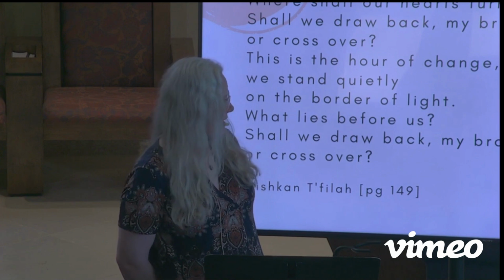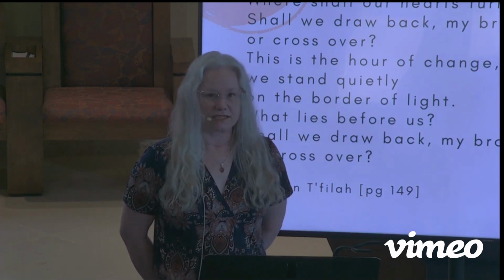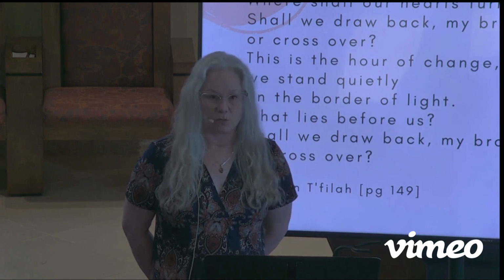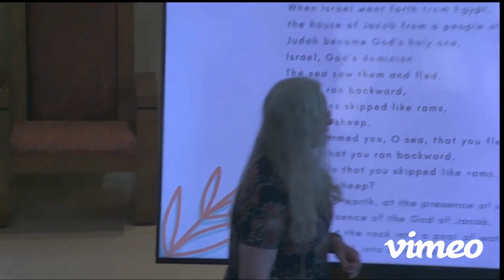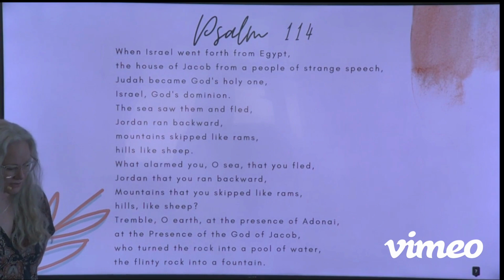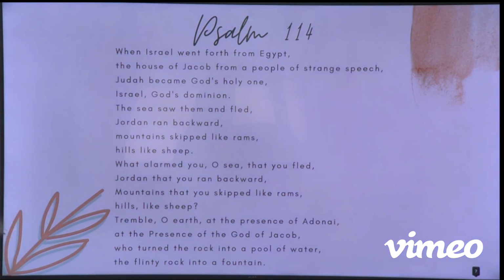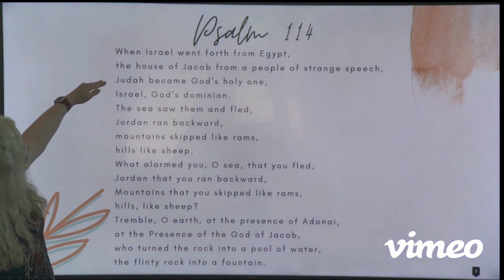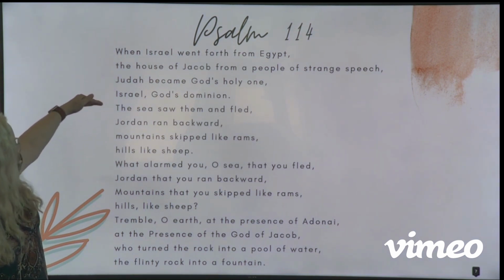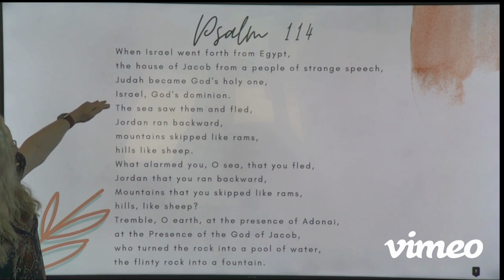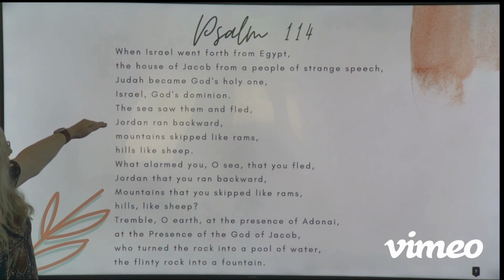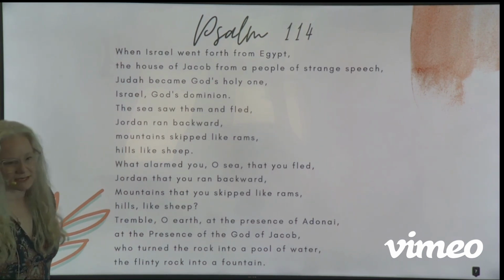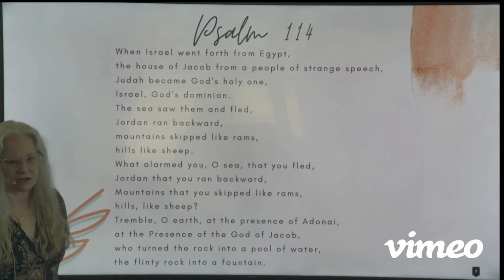If you have a Mishkan Tefillah handy, you'll find the Psalms beginning on page 561 in the brackets. Psalm 114 is one to take particular note of. This one talks about leaving Egypt and following God's dominion. It also talks about the sea seeing them and fleeing, which is an obvious reference to the Sea of Reeds, but then talks about the Jordan running backward, which leads us into the next section of our lecture, which is avodah, or miracles.